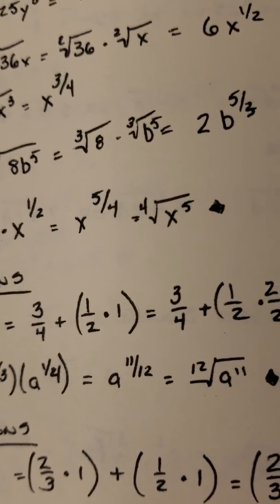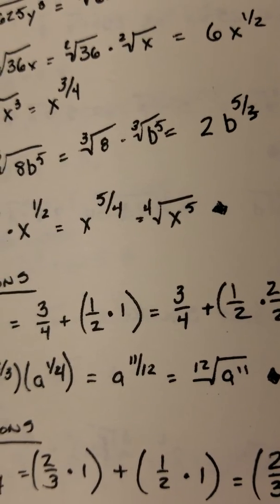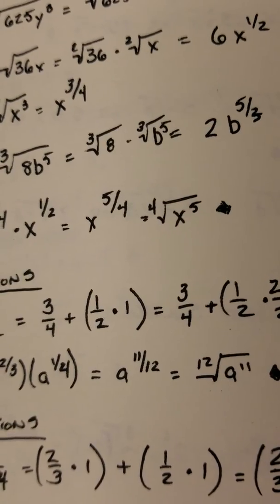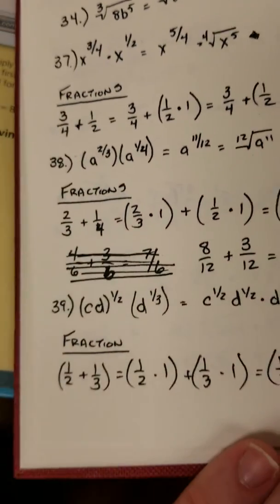So then I take the exponential form, which we've already learned, to change it to the radical form, and I get the 4th root of x to the 5th.